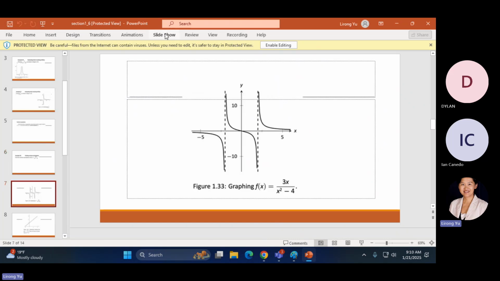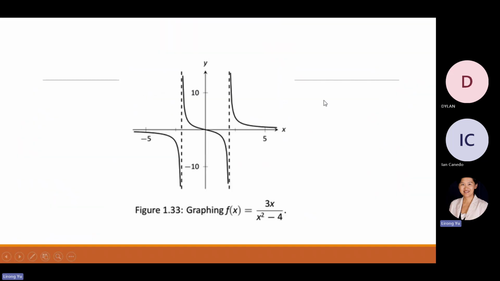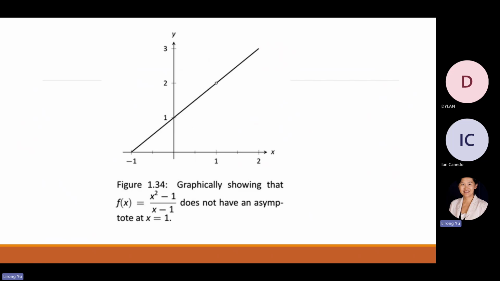This function file already has the graph in there. That's the graph for f of x equals 3x over x squared minus 4, the same graph that I was showing on Desmos. And, all right, we do have to watch out for the factoring. This is a similar example.